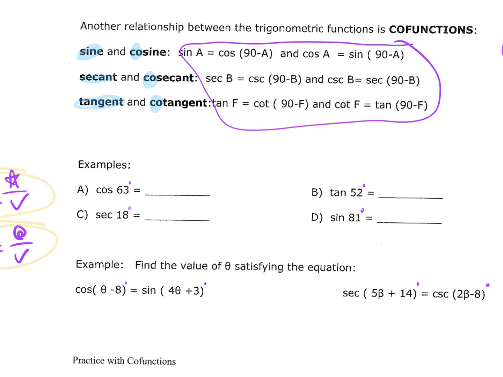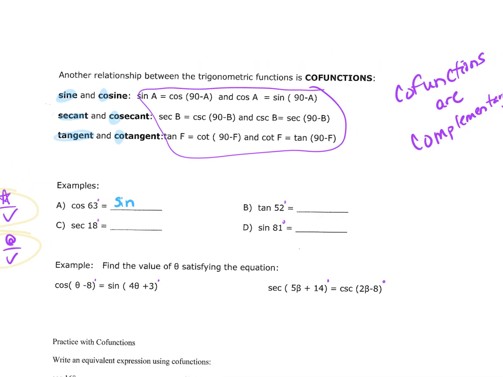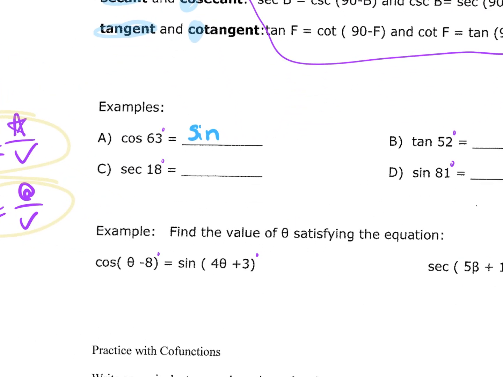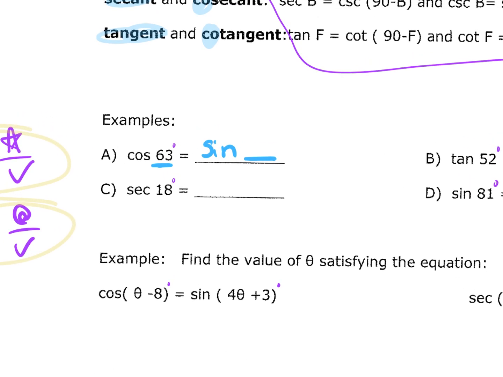So we're going to use cofunctions. The cofunction for cosine we know is sine, and we know that cofunctions are complementary. What does that mean about the angle measures? If this is 63 degrees, what does that angle have to be? 27. Yeah, we're going to subtract. We're going to do 90 minus 63, and we get 27 degrees.